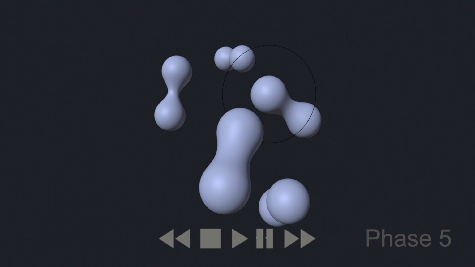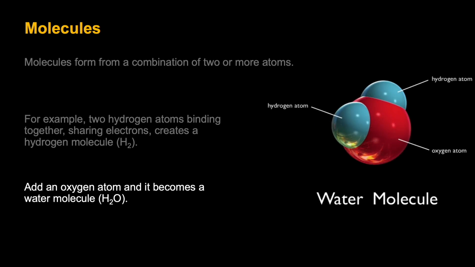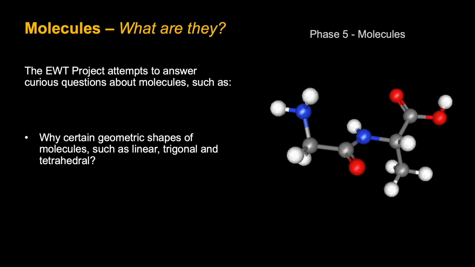Phase 5, molecules. And molecules form from a combination of two or more atoms, for example, two hydrogen atoms binding together, sharing electrons, and creating a hydrogen molecule, shown there on the right. Now, add an oxygen atom to that and it becomes a different molecule. It's a water molecule.